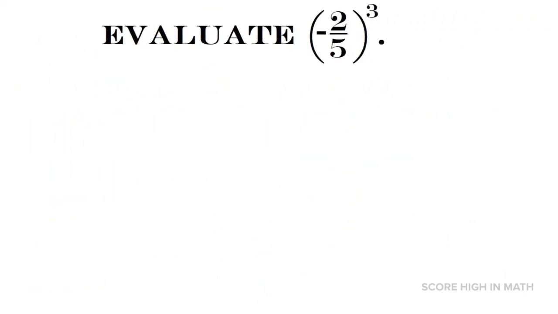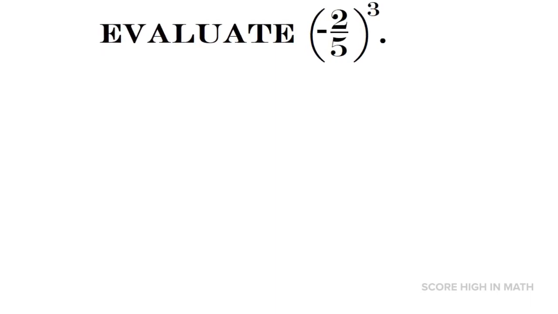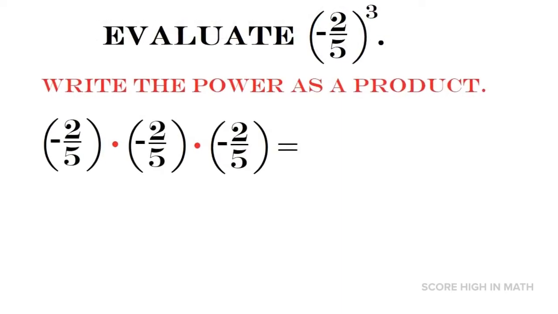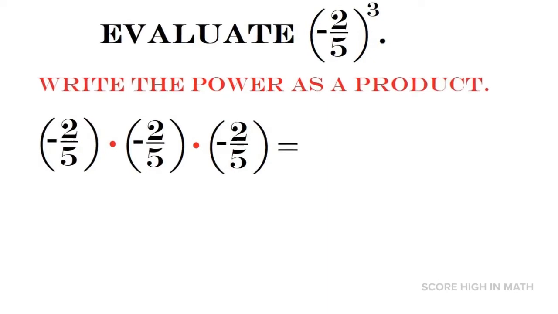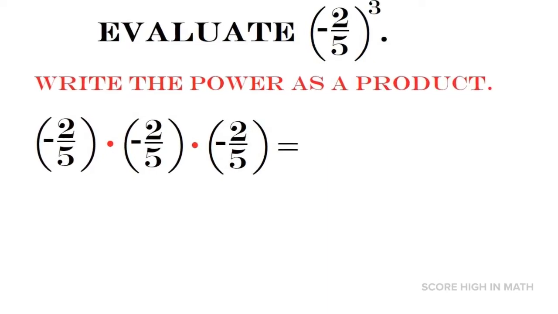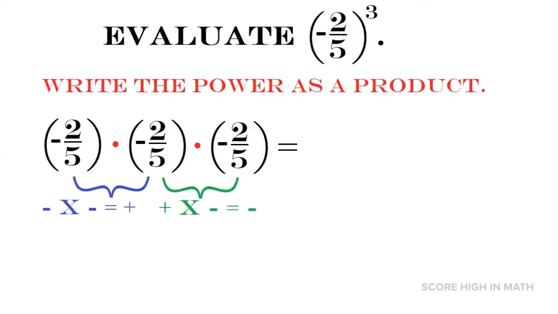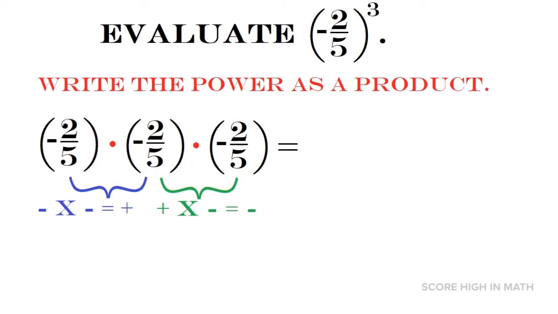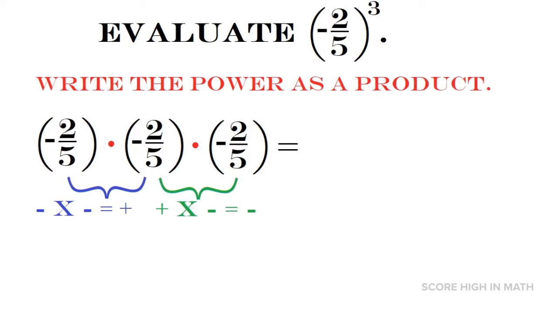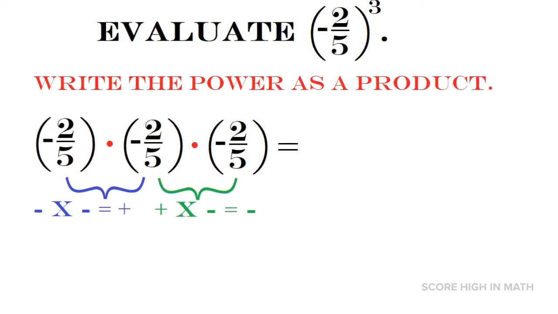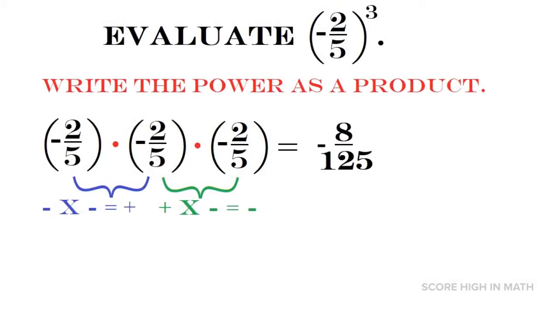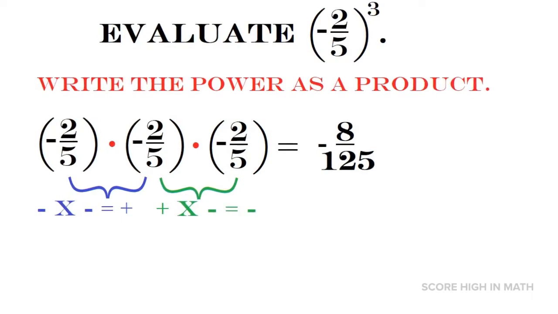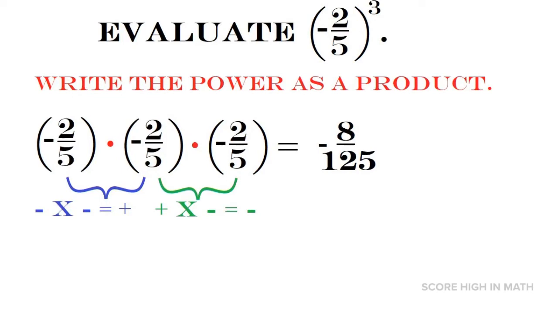Let us work on another example so that you can hit it off. Evaluate (-2/5)^3. We can write the power as a product, so we write -2/5 three times. On multiplying signs, negative times negative is positive, but positive times negative is negative. So negative raised to the power of 3 is negative. Consequently, (-2/5) times (-2/5) times (-2/5) will give us -8/125.